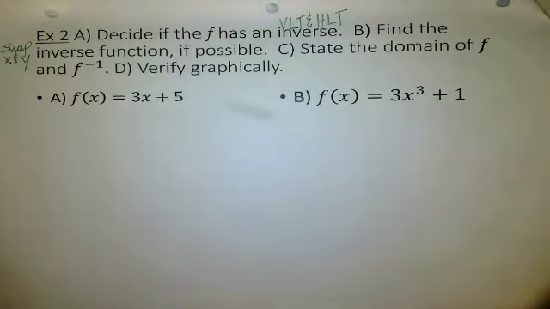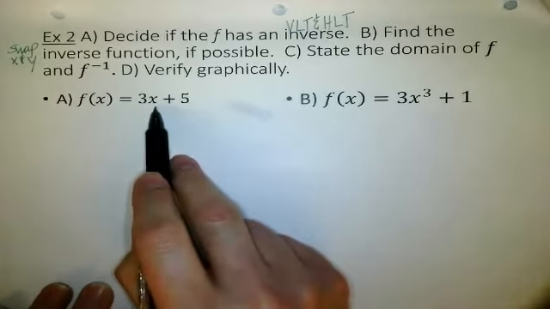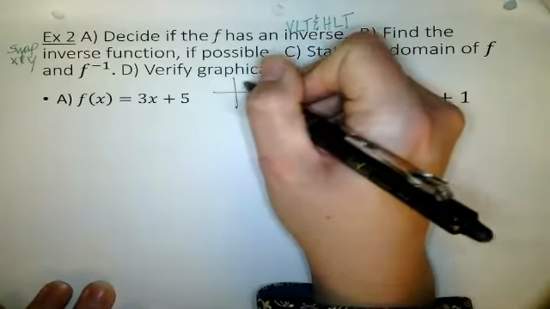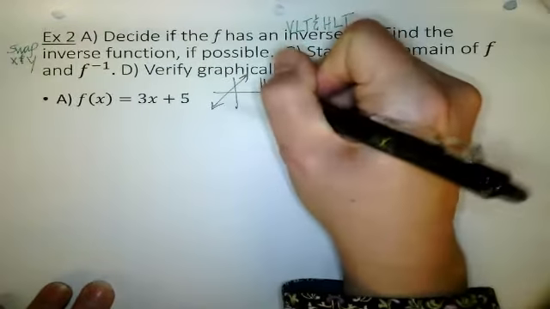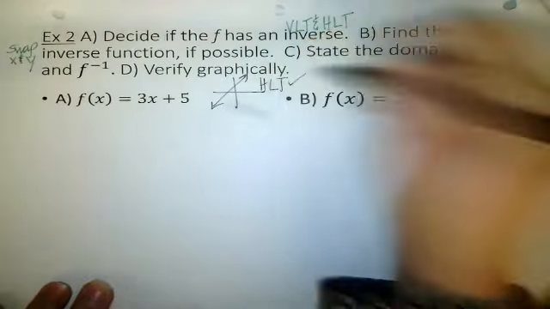How far it goes on the x-axis. Very good. All right. So first of all, f of x equals 3x plus 5. What is the shape of this function? Yeah, it's a little diagonal line, slope of 3, y-intercept of 5, looks like this. Does it pass the horizontal line test and the vertical line test? Yes, of course it does.